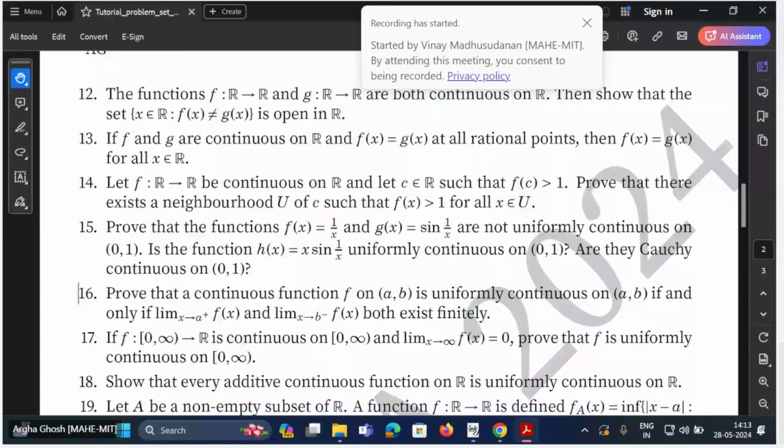No, we just use the fact that f(x) not equal to g(x). Now f(x) equals g(x) means we already learned that set is a closed set. Okay. So what will happen?